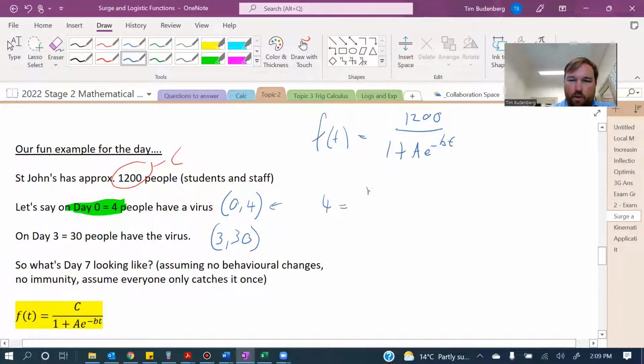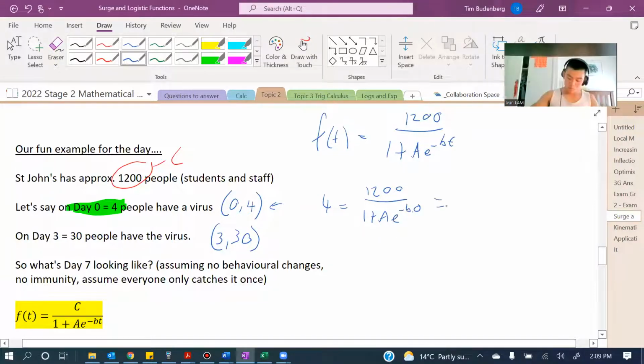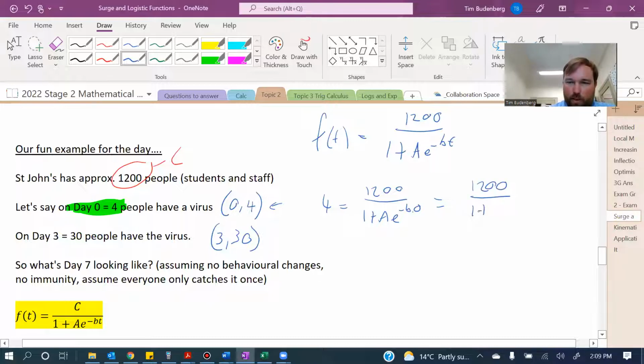So 4 equals 1200 over 1 plus a e to the minus b lots of 0. Now, e to the minus b lots of 0 is just e to the 0, which is just 1. So that's going to be 1200 over 1 plus a. So we've got this equation 4 equals 1200 over 1 plus a. Can anyone look at that and see what a would be?